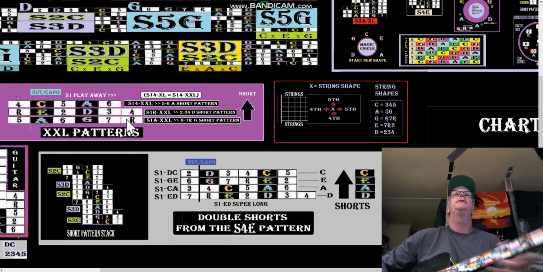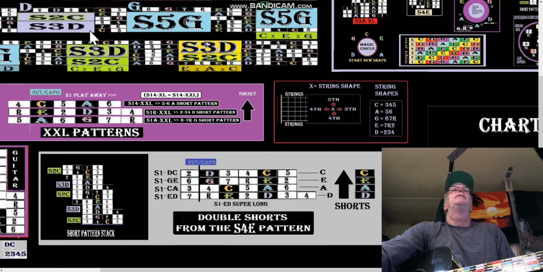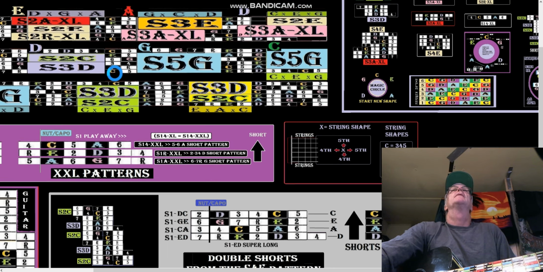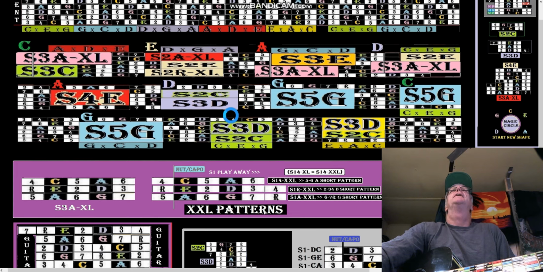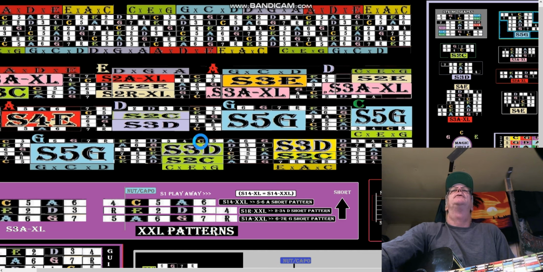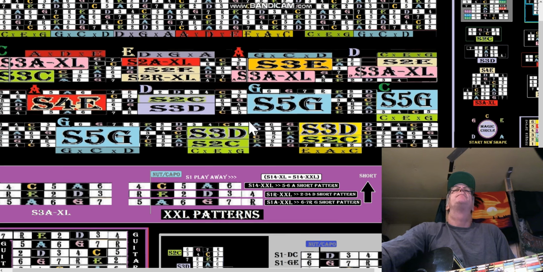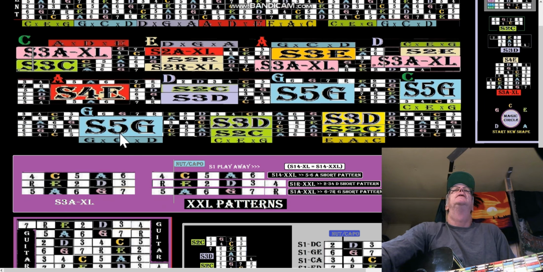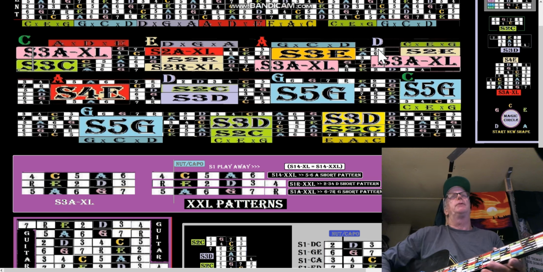And the real deal long pattern for the 5th, I guess for the G shape, is somewhere around here. It says right here 5G, but I know that isn't the long pattern. We have a long C pattern, we have a long E pattern, we have a long A pattern, and we have a long D pattern, but we don't appear to have a long G pattern. But I can tell you right now because I know it.